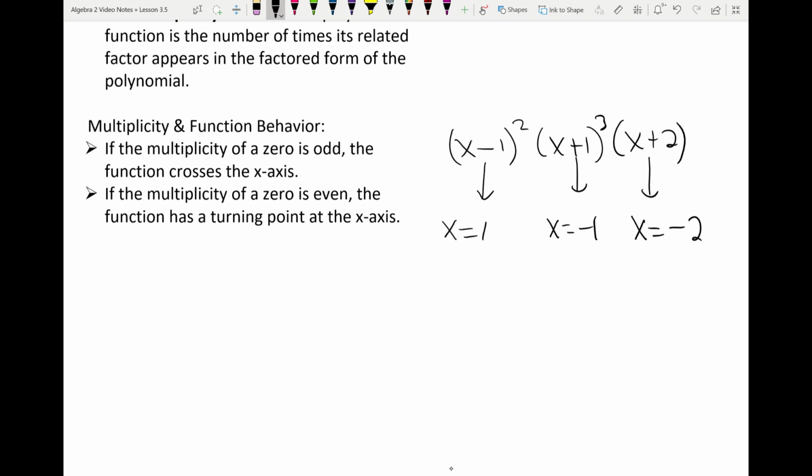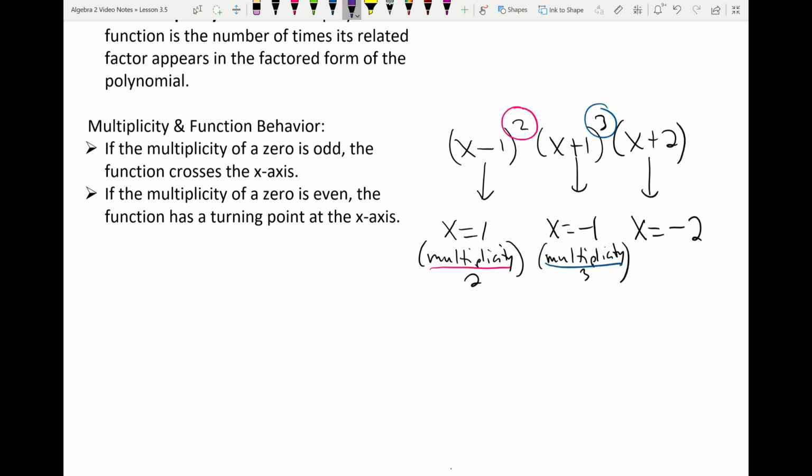So we have here 3 distinct zeros. However, x equals 1 has multiplicity 2. How do I know it's multiplicity 2? Because I have two of them. If I have two of that same 0, that's called multiplicity 2. Now here I have 3 of that other 0, so my multiplicity is going to be 3. So I have x equals negative 1, multiplicity 3.